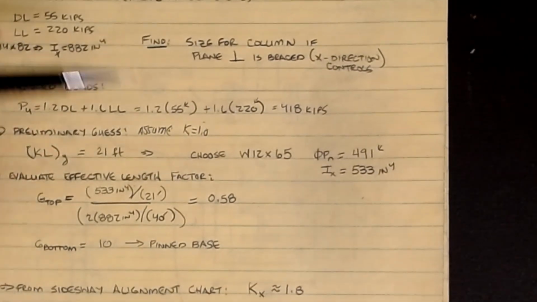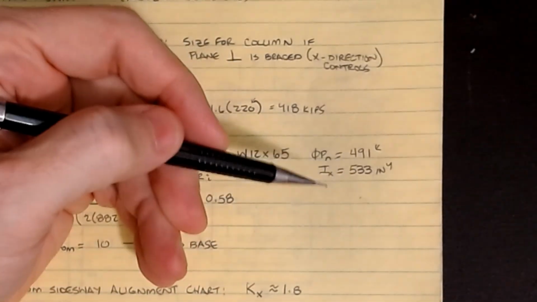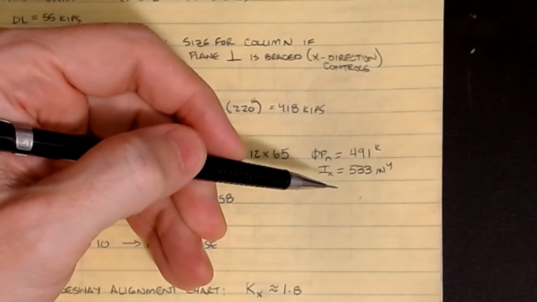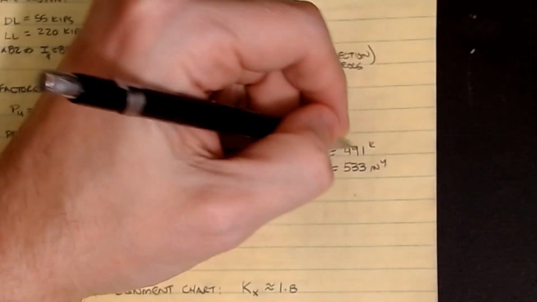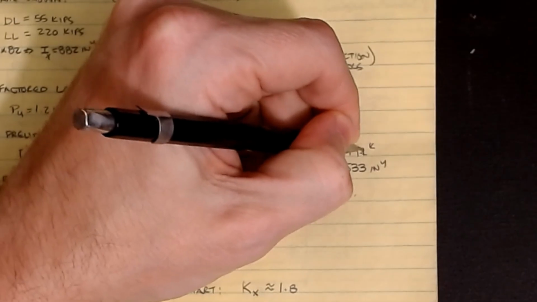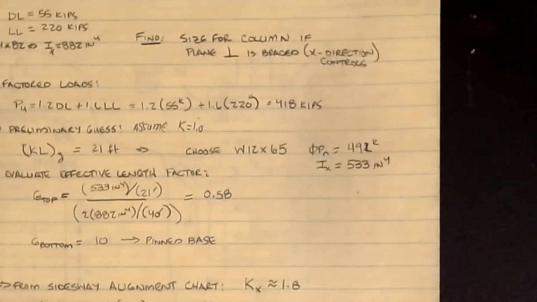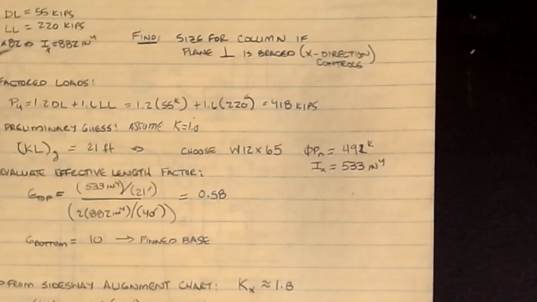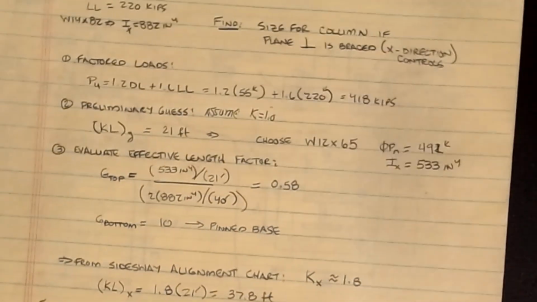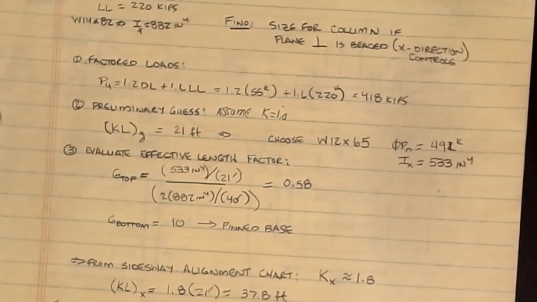So now that we've got our size selected on this, we can go in. So we got our 491. That was the number that we saw. I guess it's 492 now. It's changed a little bit. Okay, so it's 492. On that guy, its IX value is 533 inches to the fourth. Now we can go in and we can start calculating these G values.